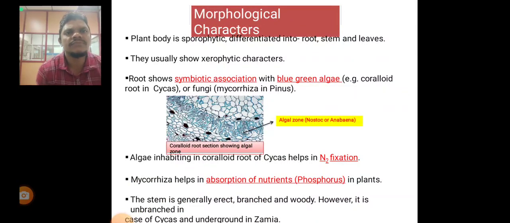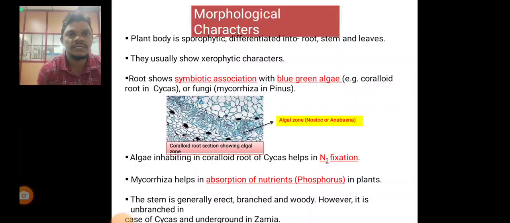Generally, the morphological characters: the plant body is a sporophyte, differentiated into root, stem and leaves. These usually show xerophytic characters. Roots show symbiotic association with blue-green algae, called coralloid roots in Cycas, and with fungi, called mycorrhiza. The algae inhabiting the coralloid roots of Cycas help in nitrogen fixation. Mycorrhiza helps in the absorption of nutrients, especially phosphorus, in plants.